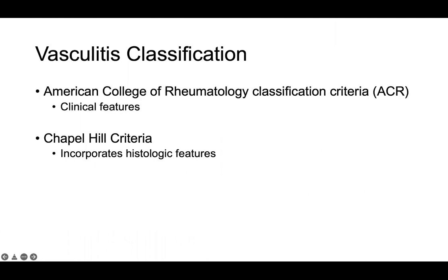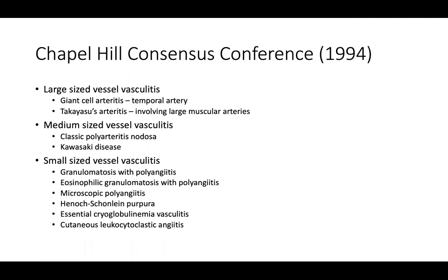There are classifications of vasculitis, and this is typically through the American College of Rheumatology or Chapel Hill criteria, which incorporates histologic features. So an example of a Chapel Hill consensus conference classification, you can think about large size vessel vasculitides like giant cell arteritis, which involve the temporal artery, and Takayasu's arteritis, which involves large muscular arteries. When people refer to medium-sized vessel vasculitis, the classic is polyarteritis nodosa. You can also have Kawasaki disease involving medium vessel vasculitis.